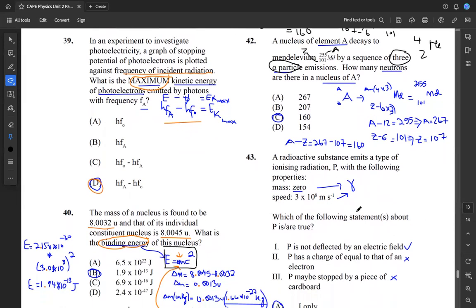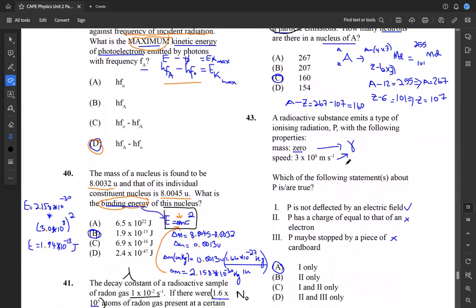So let's move down to 43. So 43 is saying that a radioactive substance emits a type of ionizing radiation P, right, with the following properties. So if we have ionizing radiation with properties being that its mass is 0 and it moves at the speed of light, right away that tells us that we have gamma particles. Remember, gamma particles, they don't have any mass and they don't have any charge, right? But they are very fast and very high energy. And so they move at the speed of light, right? So right away, we're talking about gamma here.